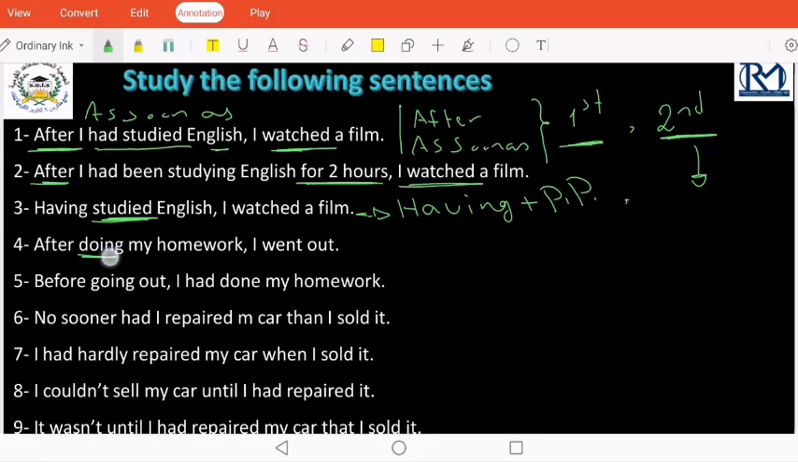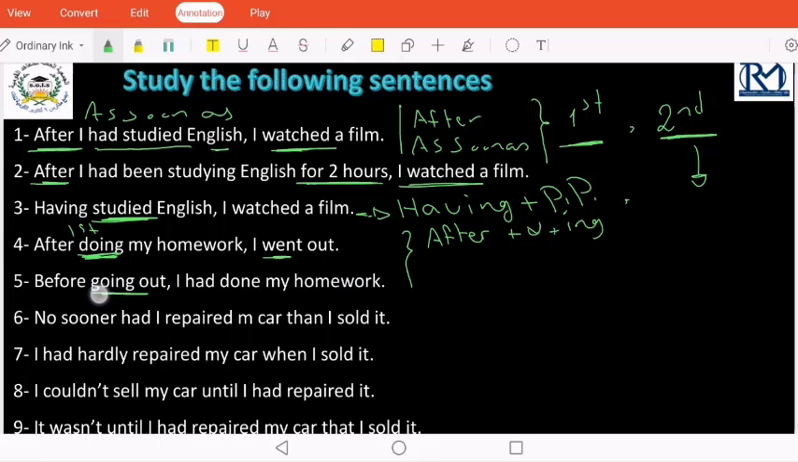After doing my homework. Please notice the word after: in case we don't have a subject after that word, we use verb plus ing. So after doing my homework indicates that doing your homework was the first action here. I went out. Of course, the second action with the past perfect must be used with the past simple. First action perfect, second action simple.